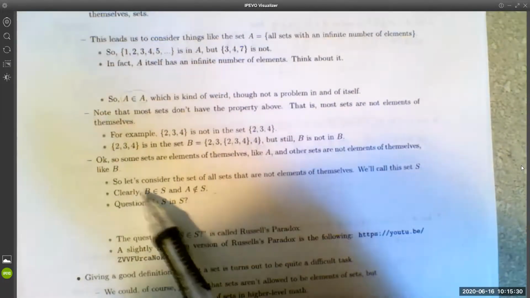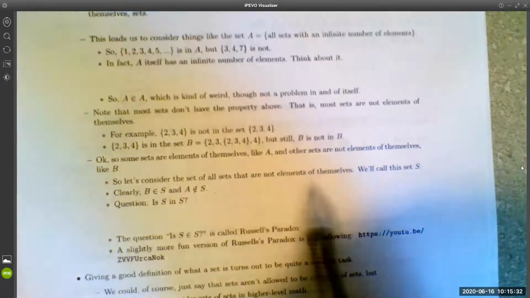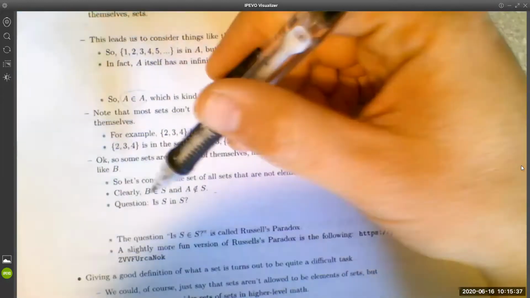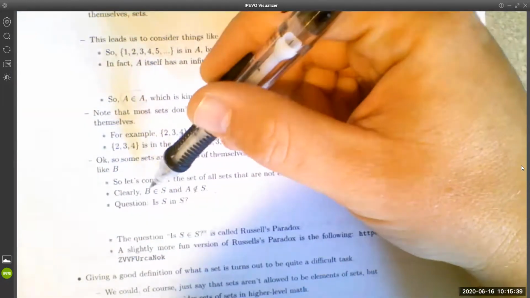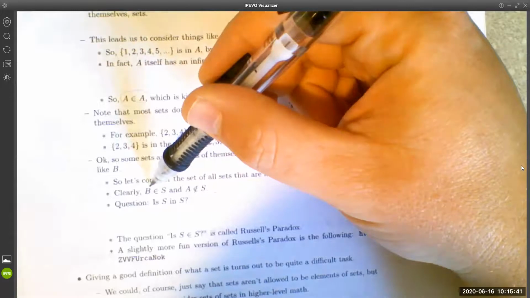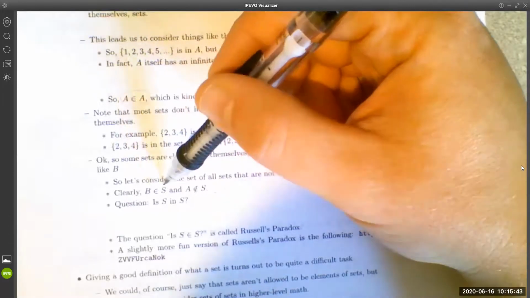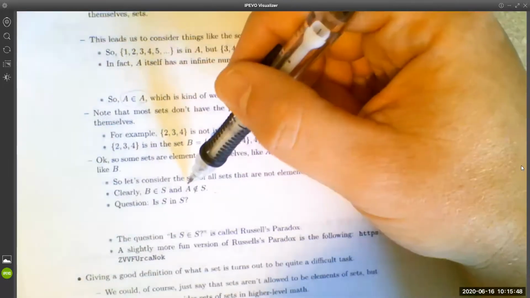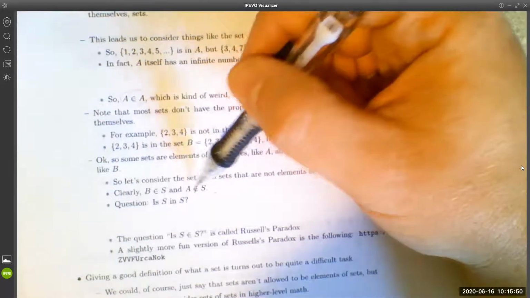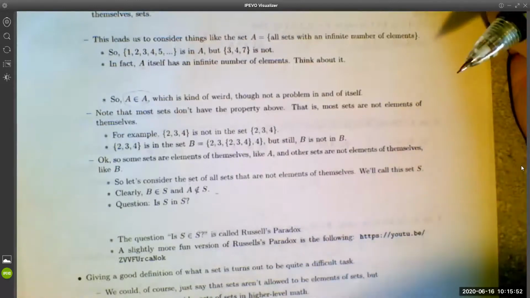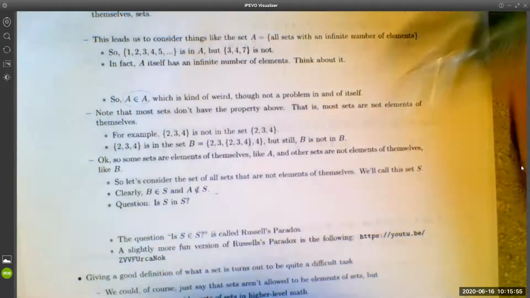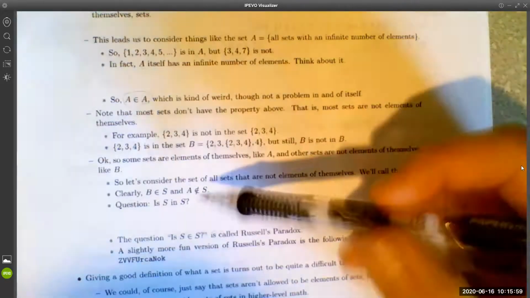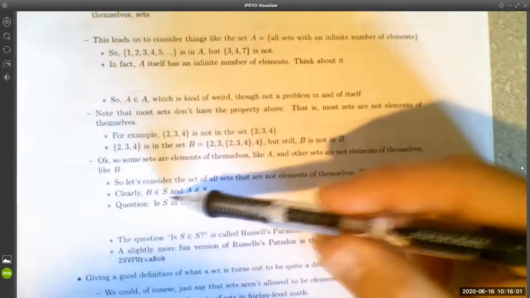So let's consider the set of all sets that are not elements of themselves, and we'll call this set S. So clearly B is an element of S, right? B is not an element of itself, so B is an element of S. However, A is not an element of S. A is an element of itself, so it's not an element of S. Now for the contradiction. This question is known as Russell's paradox. The question: is S an element of S?